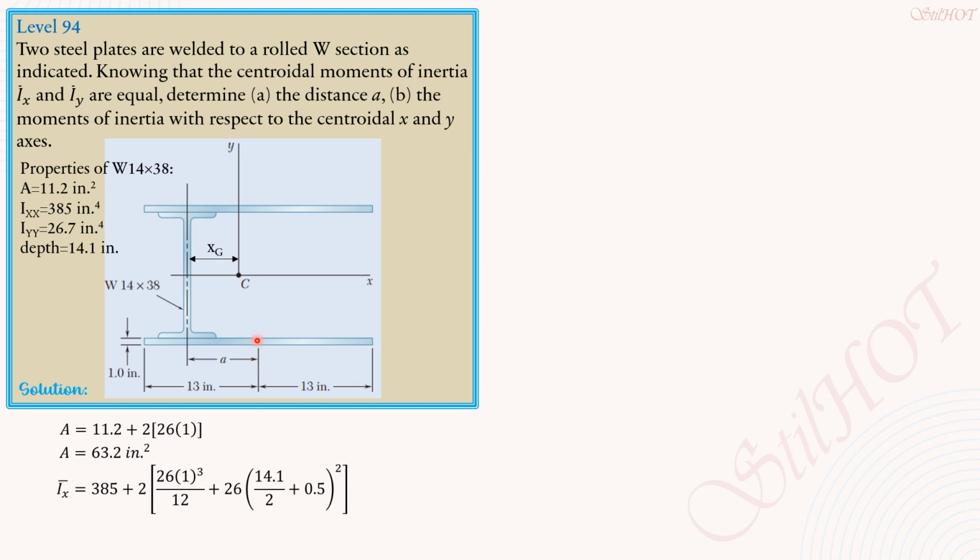And again, the distance from the centroid to the centroidal x-axis is half of 1.5 plus half of the depth of the W 14 by 38, which is 14.1. So 14.1 over 2 plus 0.5, quantity squared. So I bar x is equal to I bar y, which equals 3353 inches to the fourth.